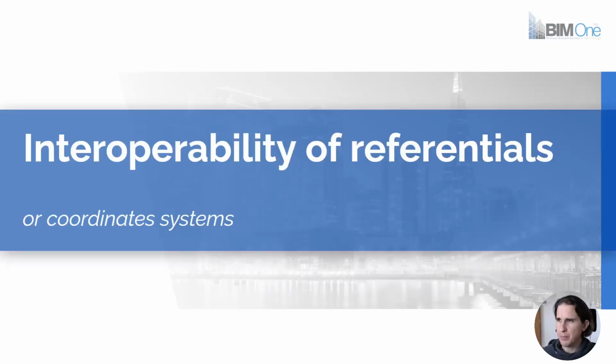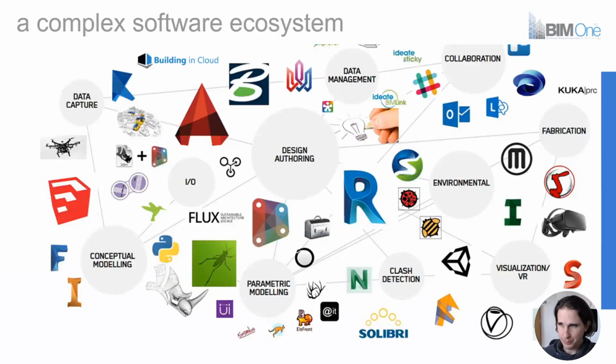So the next point of the presentation would be the interoperability of referentials or coordinate systems. So we will discuss more software related matters actually, but also some geographic ones. If you take such a complex ecosystem of software, and it's not even representing all of them, how do you get the softwares to communicate? With such a variety of concepts and referentials, it's pretty difficult to make them talk to one another.